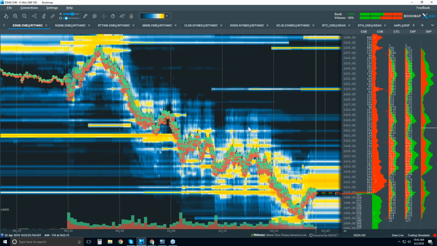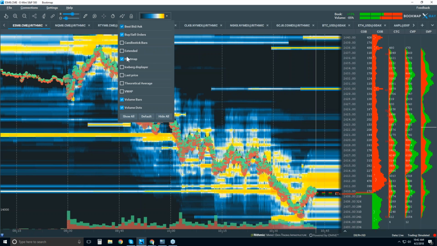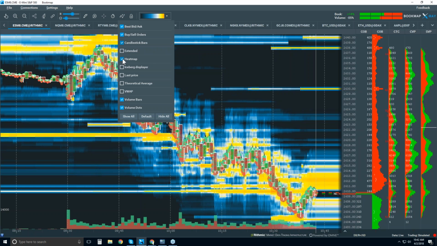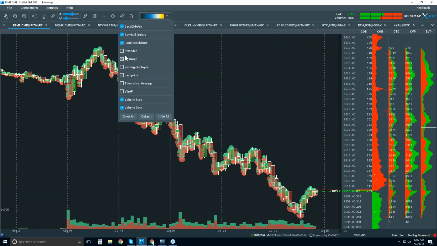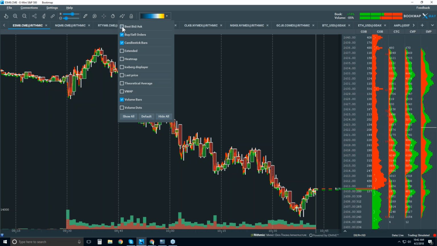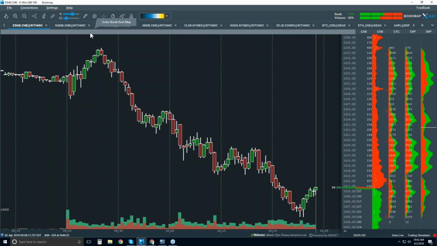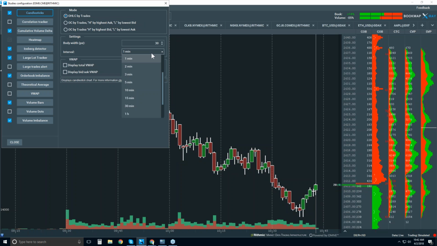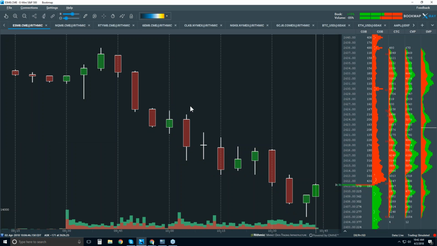Okay, so we're going to start off here, and I'm going to take some of this data off here so we can understand exactly what we're looking at. Then I'm going to show you some of the issues within a candlestick chart. I'm going to right click here and change this to a 5-minute candlestick chart. All right, here we go. So now all we're looking at on the Bookmap chart is a 5-minute candlestick chart.